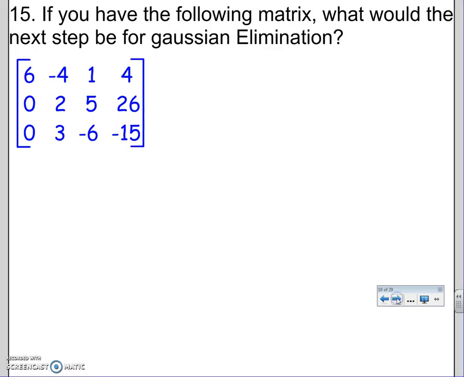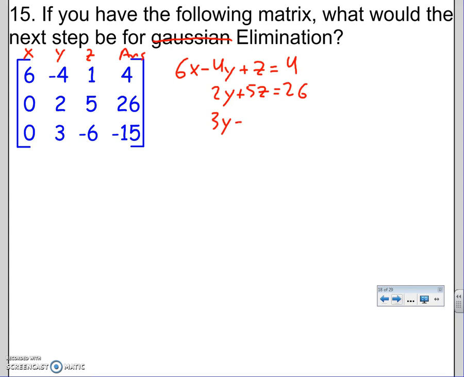All right, 15. If you have the following matrix, what would be the next step for Gaussian elimination? Don't worry too much about that word Gaussian, but elimination. Let me write those equations back in normal form. Let's call it x, y, z, answer. All right, so this is really 6x minus 4y plus 1z equals 4. My second equation is 0x plus 2y plus 5z equals 26. Third equation is 0x 3y minus 6z. Can you be able to read that equation? It's -15.